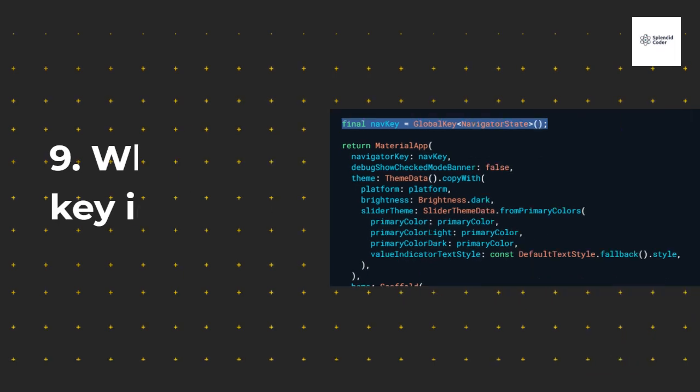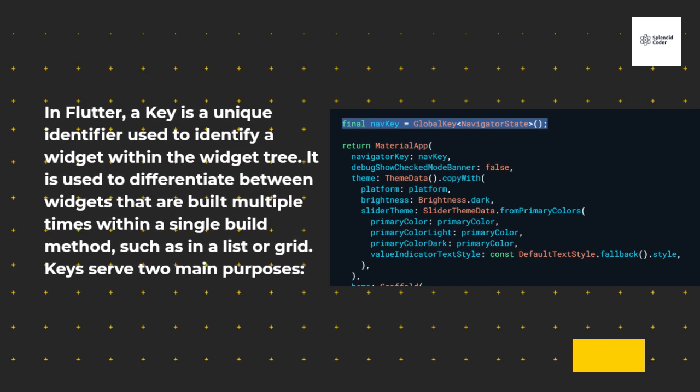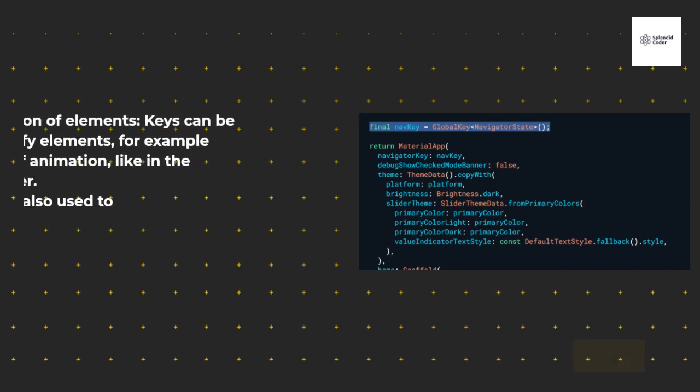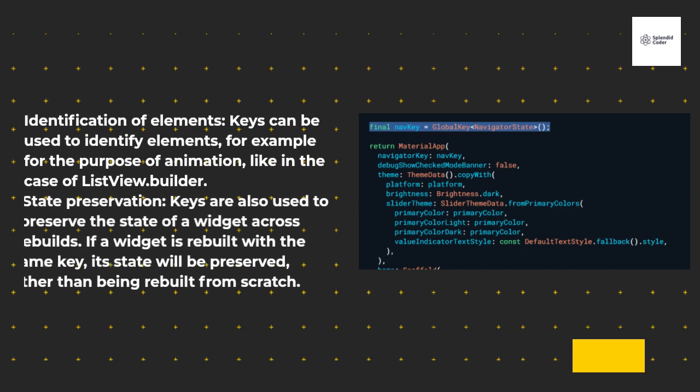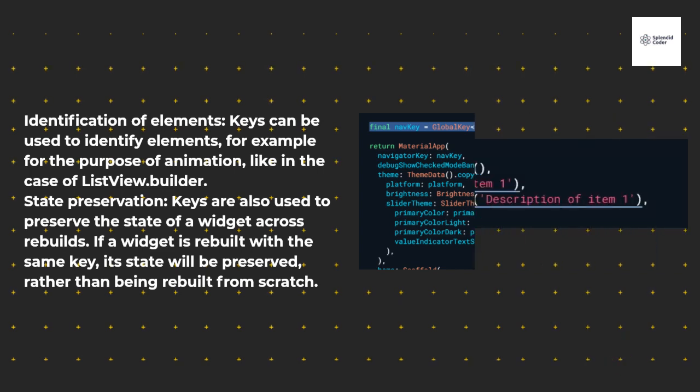9. What is the key in Flutter? In Flutter, a key is a unique identifier used to identify a widget within the widget tree. It is used to differentiate between widgets that are built multiple times within a single build method, such as in a list or grid. Keys serve two main purposes. Identification of elements. Keys can be used to identify elements, for example for the purpose of animation, like in the case of ListView.builder. State preservation. Keys are also used to preserve the state of a widget across rebuilds. If a widget is rebuilt with the same key, its state will be preserved, rather than being rebuilt from scratch.